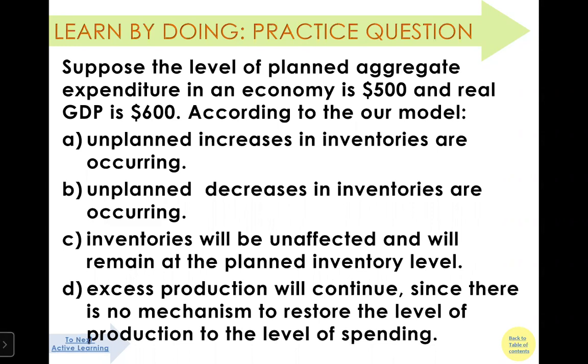Suppose the level of planned aggregate expenditure is 500. Real GDP is 600, according to our model. So the answer is A, right? Unplanned increase in inventory, because you can't get rid of the stock. Okay.